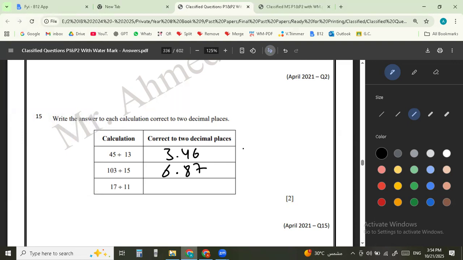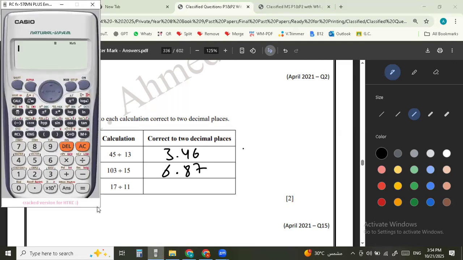The last one here is 17 divided by 11, which is 1.544545454. So what is going to be there? 1.55, because after this 4 is another 5 you're going to find on your calculator. So it is 1.55.